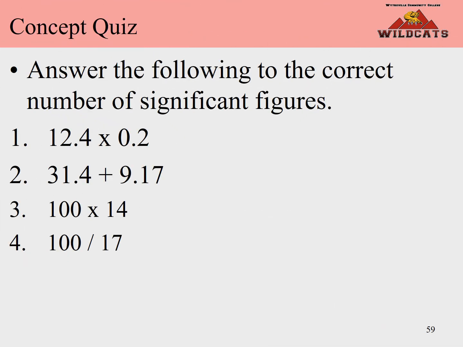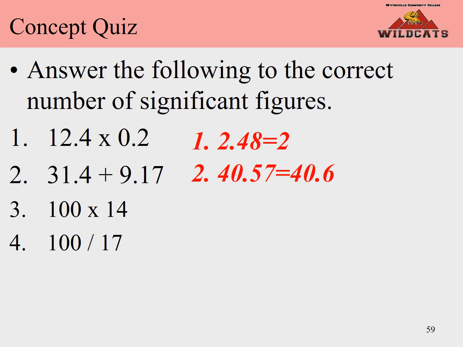So we want to answer the following to the correct number of significant figures. If we take a look at number 1, we're going to take 3 digits times 2 digits, and we end up with 2.48 in the calculator. Well, we can only record our answer as 2, because there's only 1 significant figure in the 0.2. On number 2, we're going to add them together. If you'll notice, when we add them together, the 0.4 only goes 1 decimal place to the right, so we have to stop there. So we end up with 40.6.